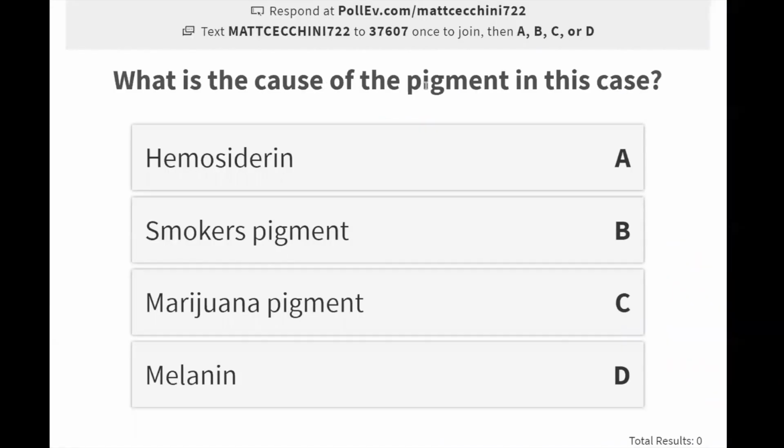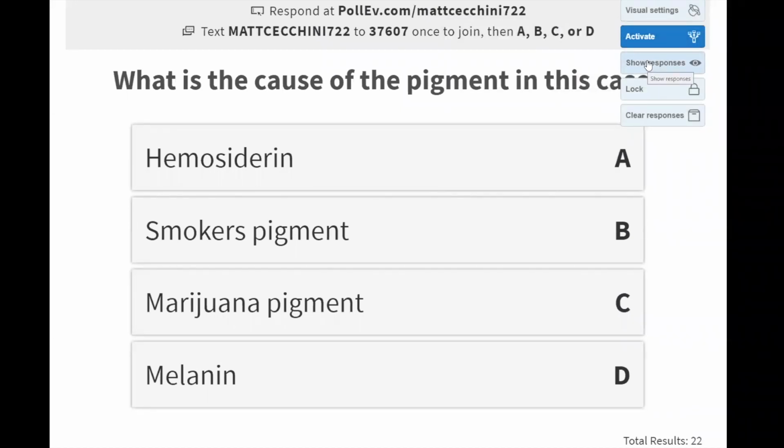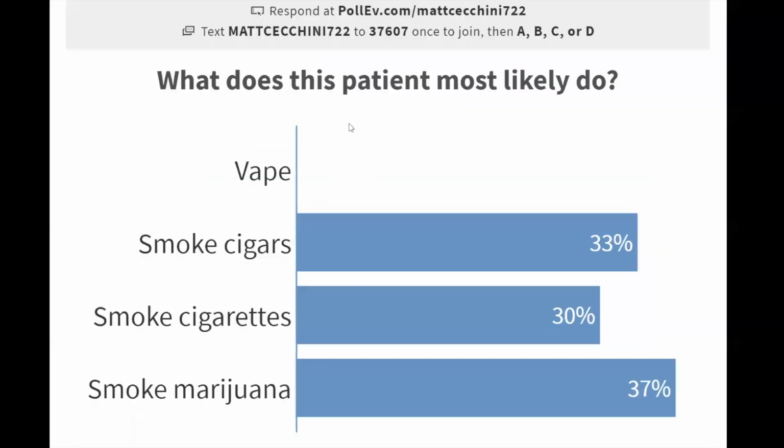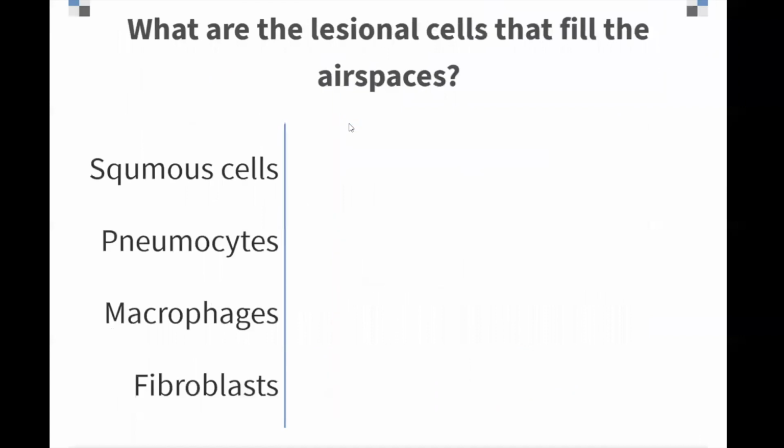So what do you think the cause of this pigment is? Is it A, hemosiderin? B, smoker's pigment? C, marijuana pigment? Or D, melanin pigment? Perfect. So this is in fact hemosiderin. So this is showing the different pigments that we can see in respiratory bronchiolitis. The cigarette, let's just go back to review because there's a number of questions about it.